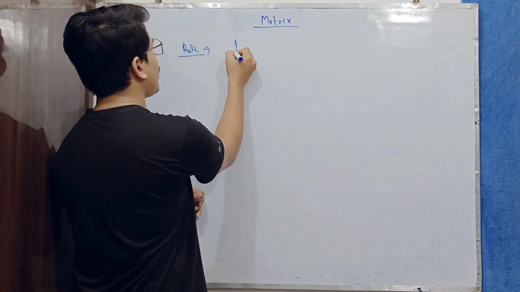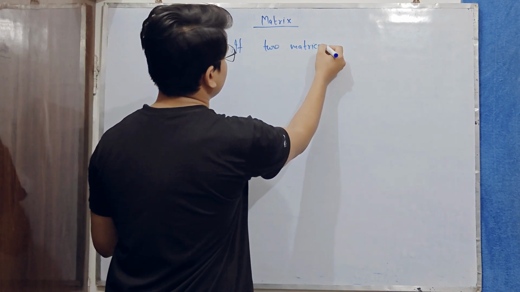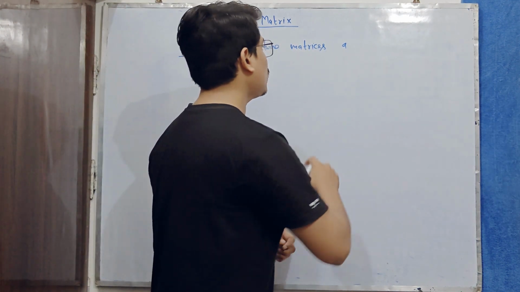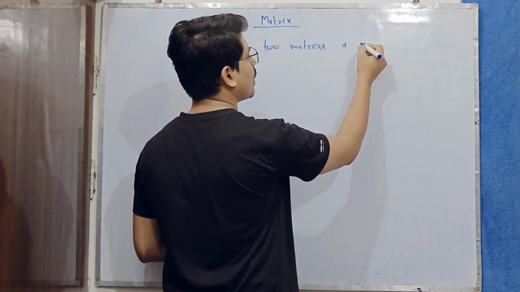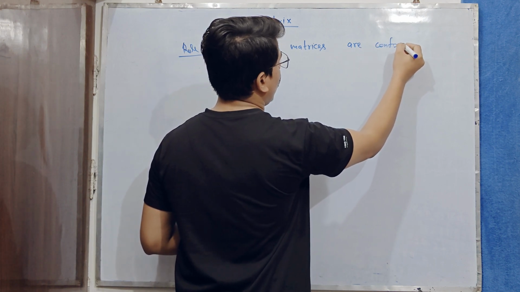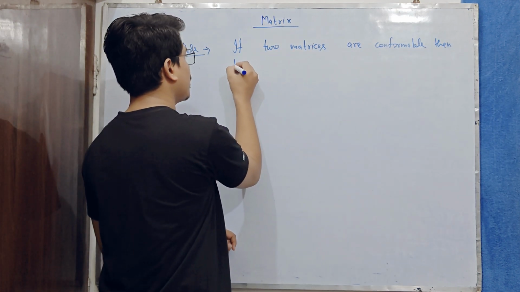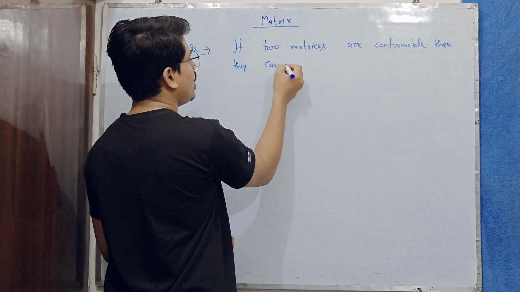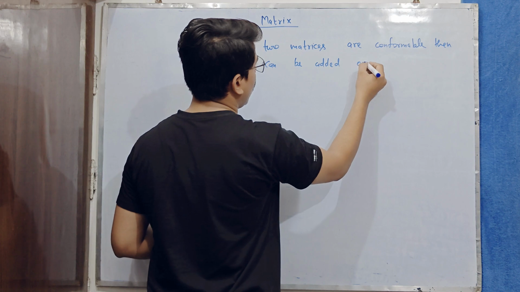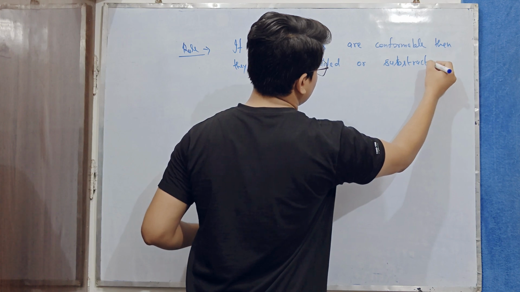Rule is: if two matrices, the plural word of matrix is known as matrices, if two matrices are conformable, then they can be added or subtracted to each other.